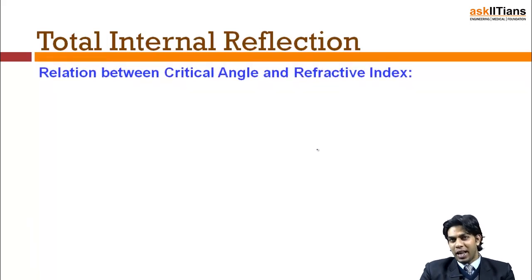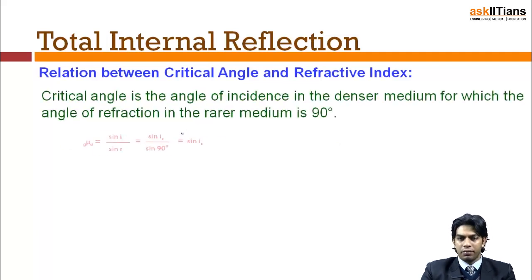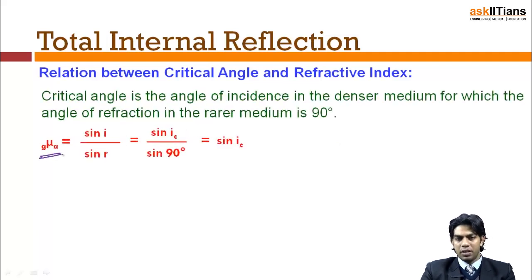Relation between critical angle and refractive index. So obviously I know the condition, that is the angle of refraction is 90 degrees. So it's pretty easy to find out the relation between the critical angle and the refractive index. So I have G mu A is equal to sin I by sin R. Obviously, R equals 90 degrees. I get sin IC is equal to G mu A.